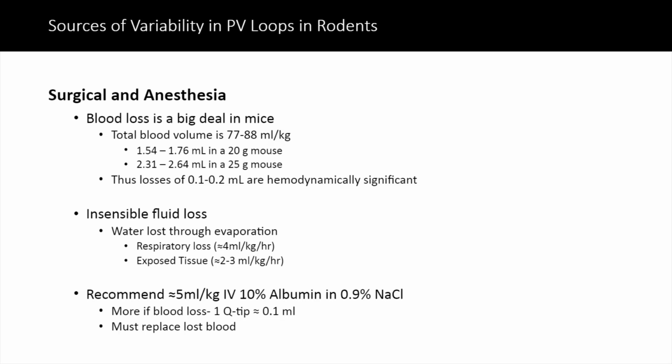Okay, so that's basic surgery, fluid management and maintenance. These types of things are really important in the mouse because they're so small, and even small amounts of blood loss can have significant hemodynamic implications. There are a couple of other things you need to decide as you're getting ready to do these. The big one is the approach. How are we going to put this catheter into the heart?